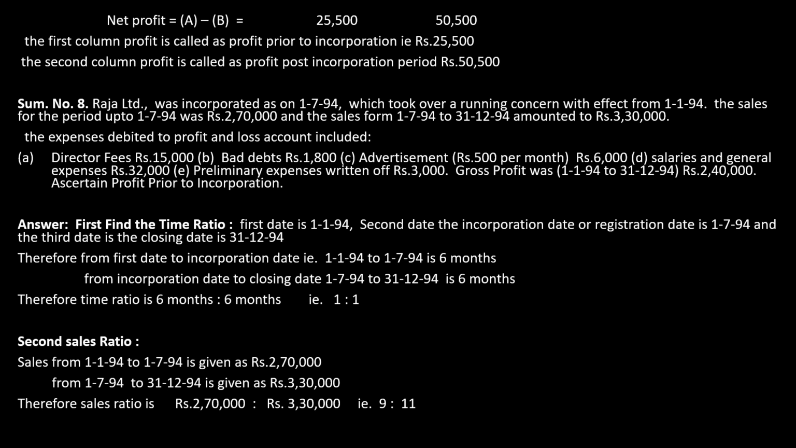So here the net profit, A minus B, will give you 25,500 in the first column and 50,500 in the second column. The first column answer will be called profit prior to incorporation. The second column answer will be called profit post-incorporation period. Okay, so that's all about your first sum, that is sum number 7.